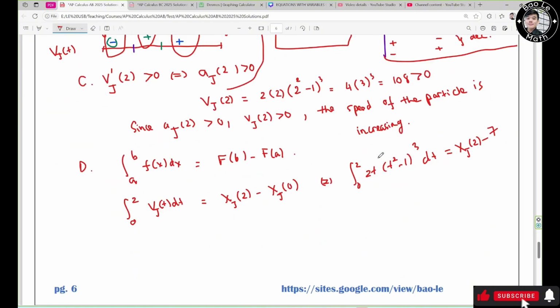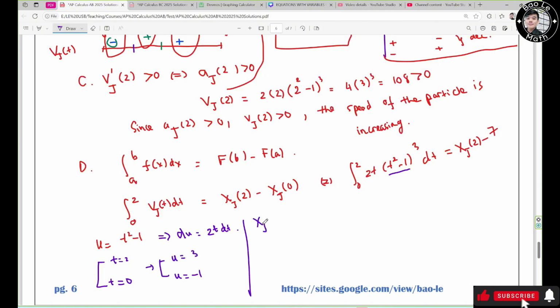Now you're going to calculate this one by doing the u substitution, right? So let u be t squared minus 1. So you're going to take the derivative of both sides, so it could be du equals 2t dt, right? Now you need to change the lower limit and upper limit. The lower limit t equals 0, upper limit t equals 2, right? So t equals 0, substituted over here, is going to be u equals negative 1. And 2 substituted over here is going to be 3, right?